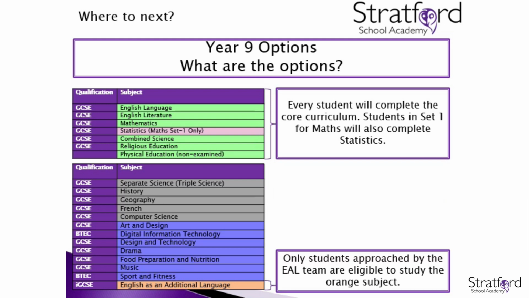The orange subject is only for pupils that have been approached by our English as an additional language team. This is because there are very strict entry requirements onto this course and you need to meet a certain criteria. So anybody approached by the English as an additional language team is eligible to take the IGCSE English as an additional language as one of their option choices.